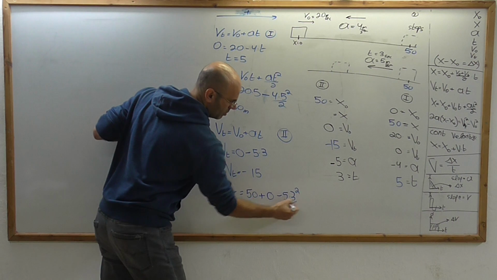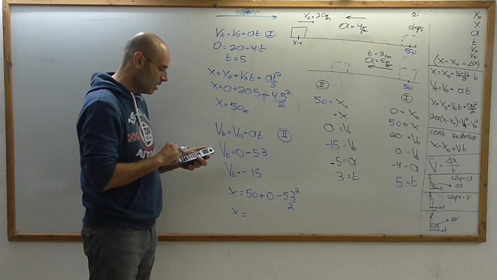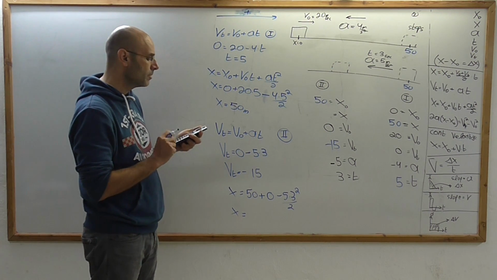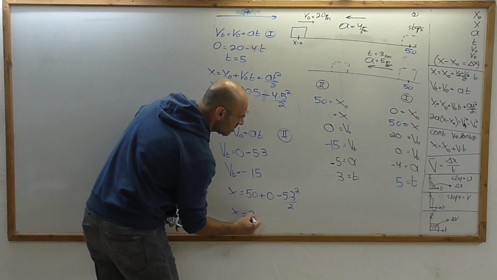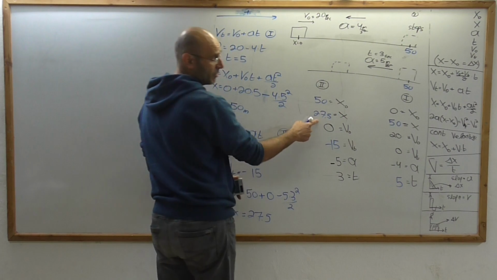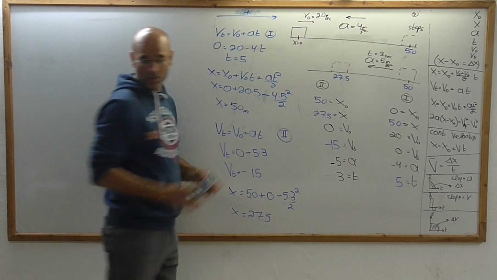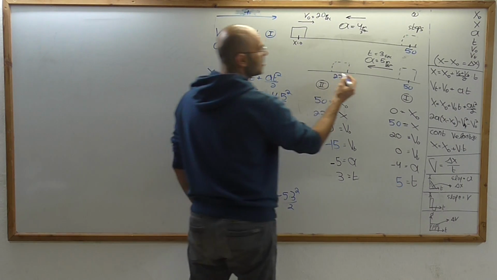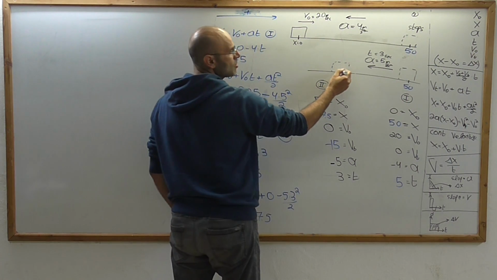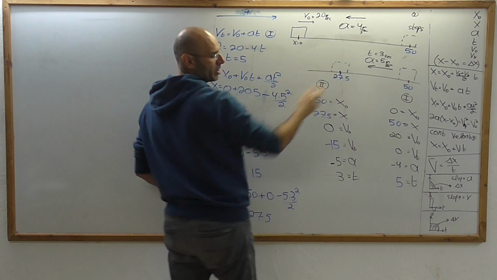Which is 3 squared over 2. So x equals 50 minus 5 multiplied by 9 divided by 2, which is 27.5. Positive. It means that it finished here somewhere, at 27.5. What does it mean? It means that this object went that way and then that way and it stopped here, 27.5 meters from the beginning point.